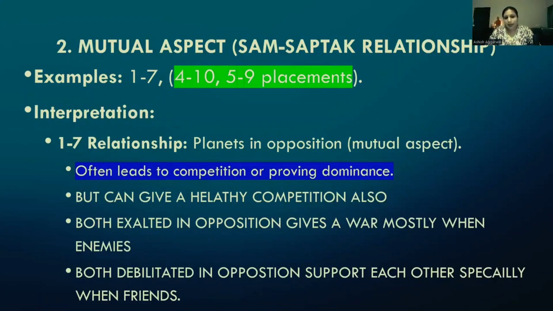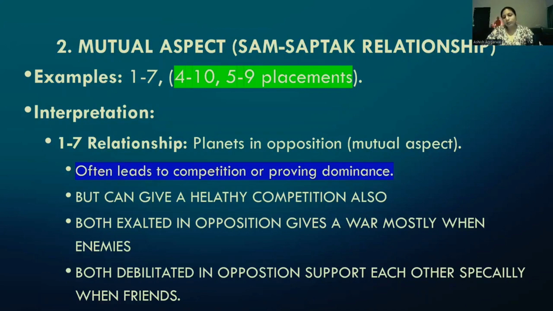In this, I will not take the 4-10 and 5-9 placements, because 4-10 will come for Saturn and Mars, and 5-9 for Jupiter and Rahu, so not all planets will be covered. But keep in mind that this is also a type of relationship, and it's not just for Mars, Jupiter or Saturn. It's applicable to all planets. For now, we are talking about mutual aspects, specifically the seventh-house relationship.